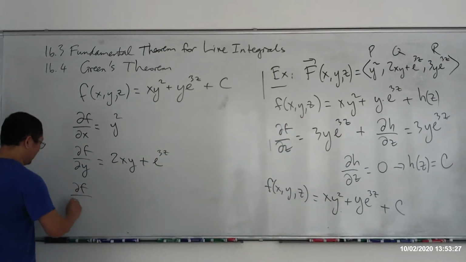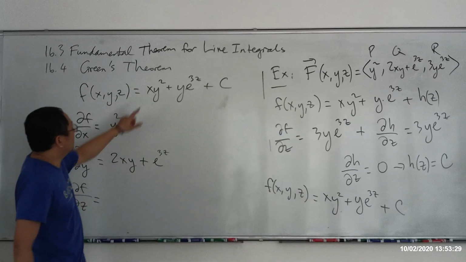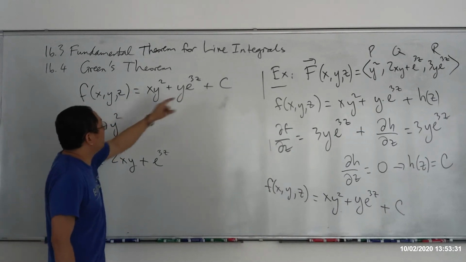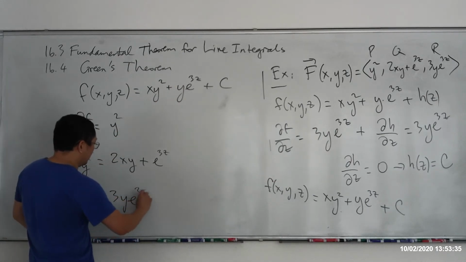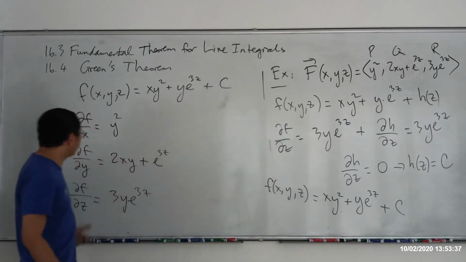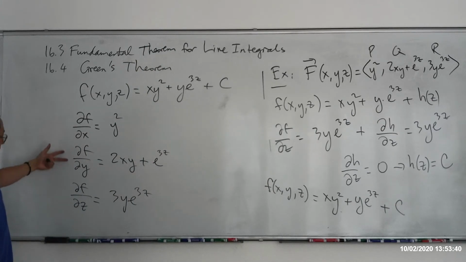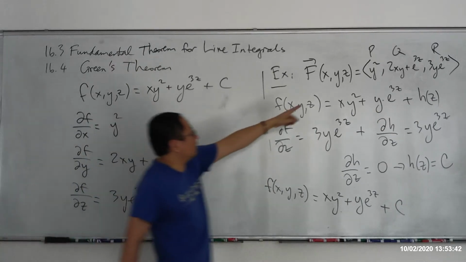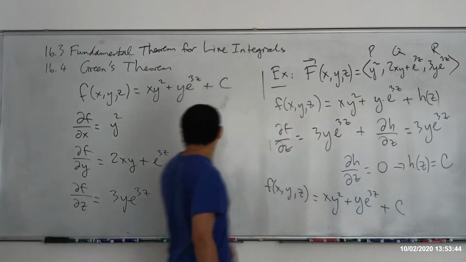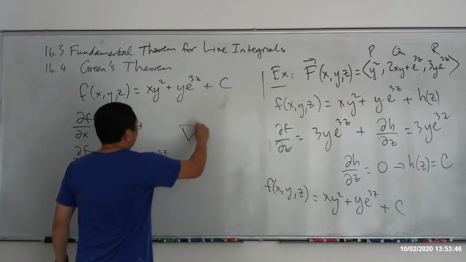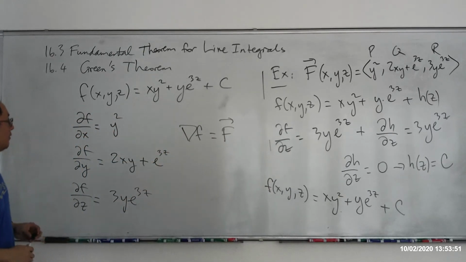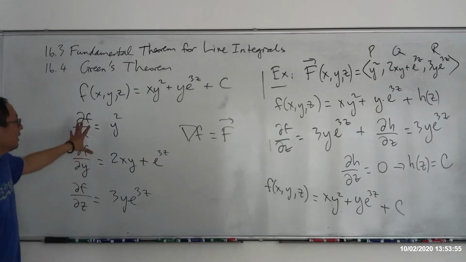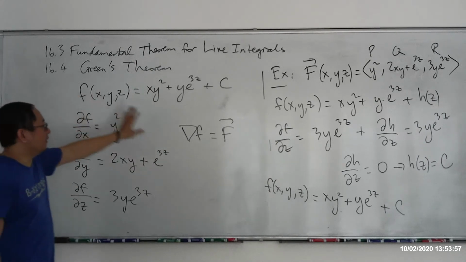df over dz. Okay, no z here. This one has z, so e to the 3z. The derivative brings out a 3, so 3y e to the 3z. No z at the end, so that's it. So df over dx, df over dy, df over dz match up with the three components P, Q, and R. So really, gradient f is equal to big F, and you can say that the vector field F is conservative. Okay, for sure. And this is how we find the function f given the conservative field.